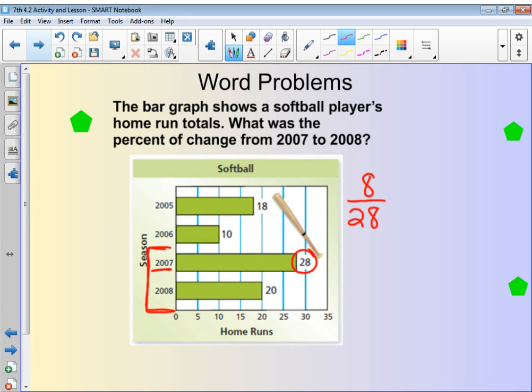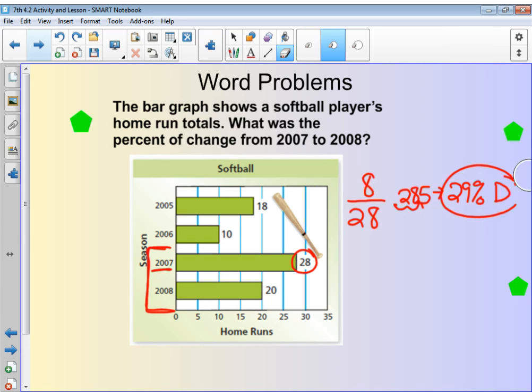Okay, so there's my fraction. Now I'm going to go ahead and change that to its decimal. So 8 divided by 28 gives me 0.285, okay, which would be, rounded to 2 places, about 29%. Now, was that an increase or a decrease? It went from 28 to 20. That would be a decrease. So about a 29% decrease.